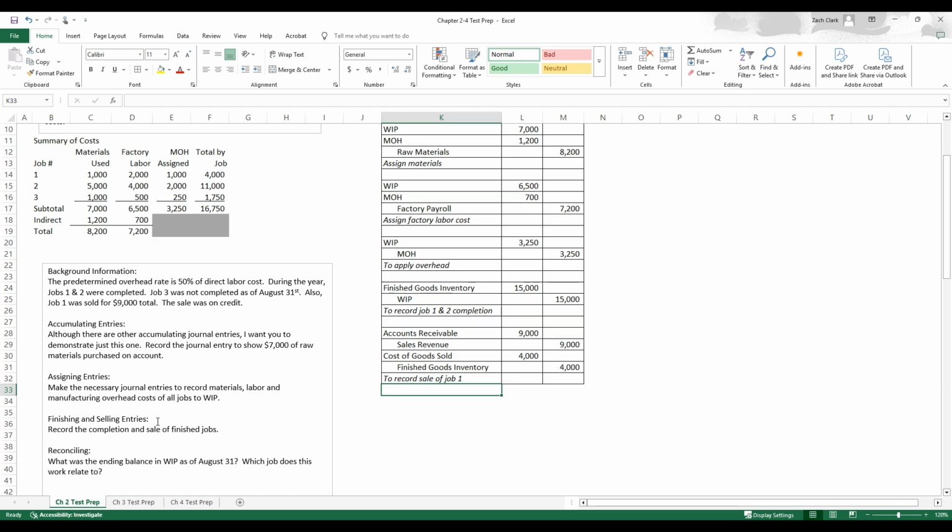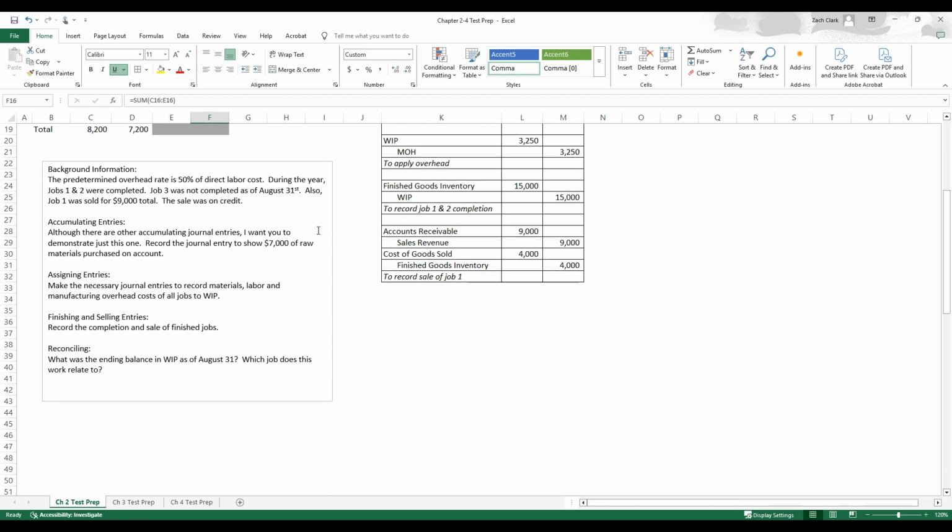Okay, and then what does it ask us? It asks us what is the ending balance in WIP as of August 31st, and which job does this relate to? And we just answered that question above. This one has been sold, this is in finished goods now, and this remains in WIP. So that would be our total debit balance of $1,750. And going forward, we'll continue to assign more costs until that job number 3 is completed.